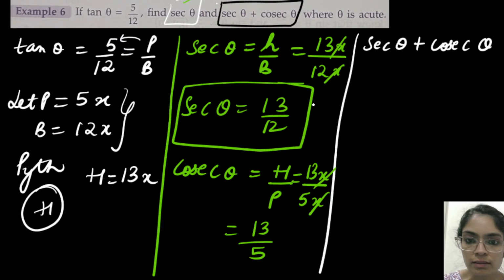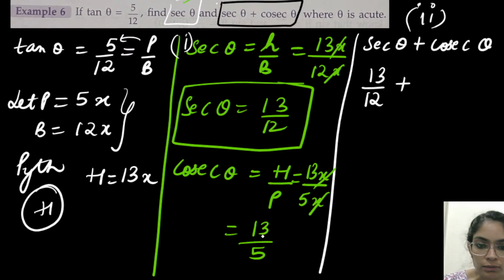Secant theta's value is 13 by 12, and cosecant theta's value is 13 by 5. H by P. Yes.